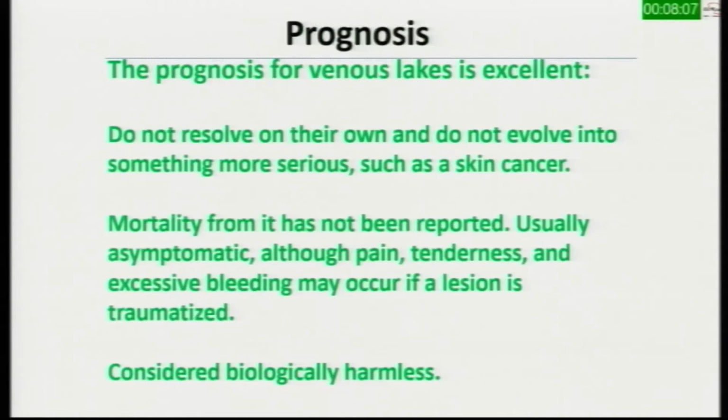The prognosis for venous lake is excellent because it is not a malignant disease. It doesn't resolve on its own, but does it evolve into something serious such as skin cancer? No, it doesn't happen. But what about the complications? It is like a venous problem in acute condition, either hemorrhage or thrombosis. Mortality from hemorrhage: no record of cases, only excessive bleeding. So it is considered biologically harmless.